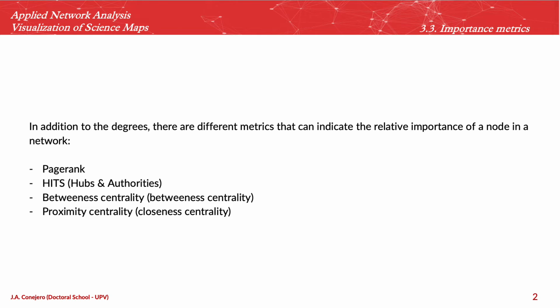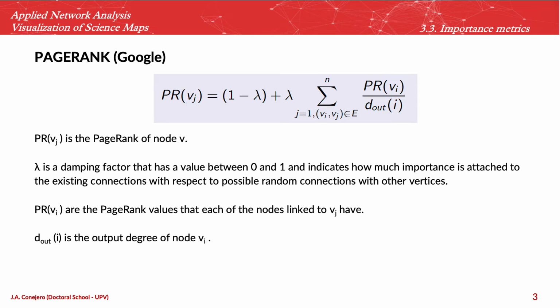The first one that we outlined here is the PageRank, and the PageRank was the base of the algorithm of Google in their first version. It tries to measure the importance of a node in the following way.